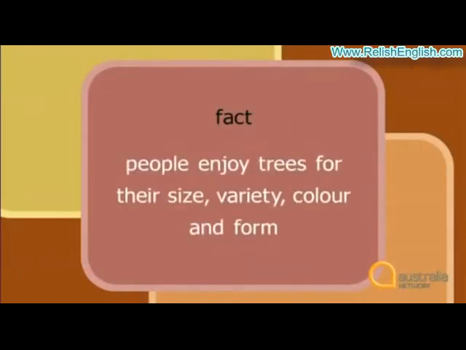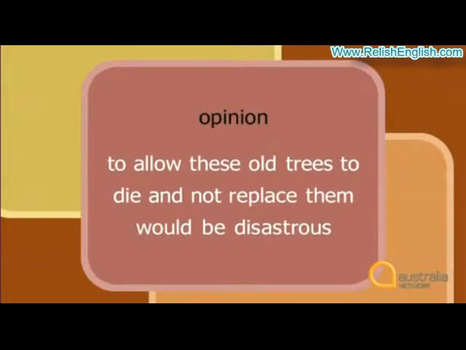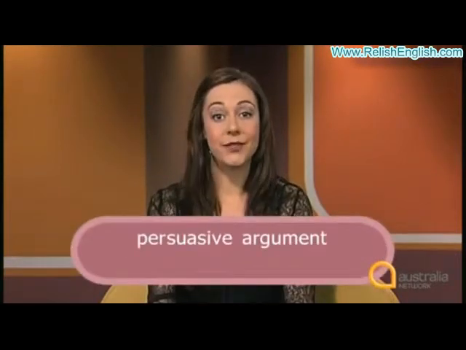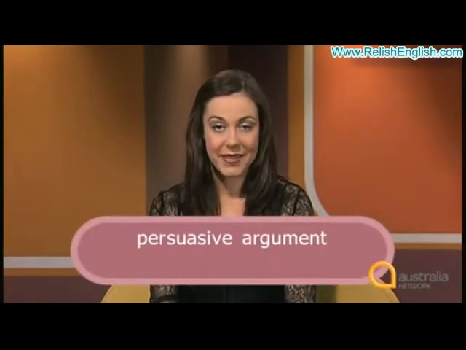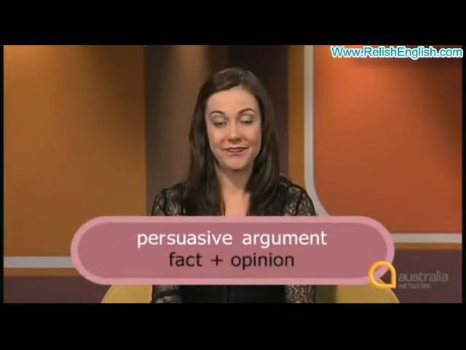He begins with a statement of fact. People enjoy trees for their size, variety, colour and form. He follows this statement with an opinion. To allow these old trees to die and not replace them would be disastrous. Can you see the purpose or function of these two sentences? John is building a persuasive argument about trees. He begins with a fact and then adds an opinion.